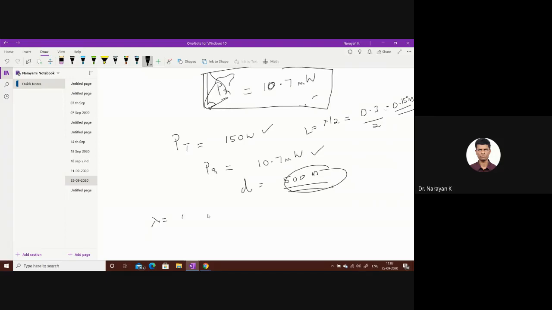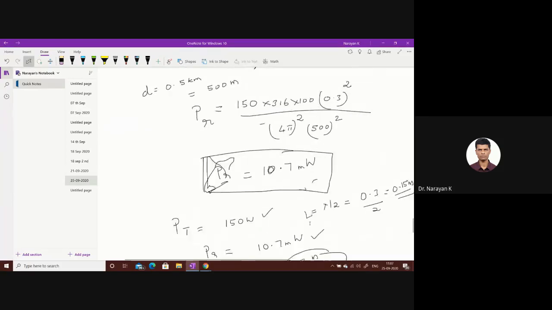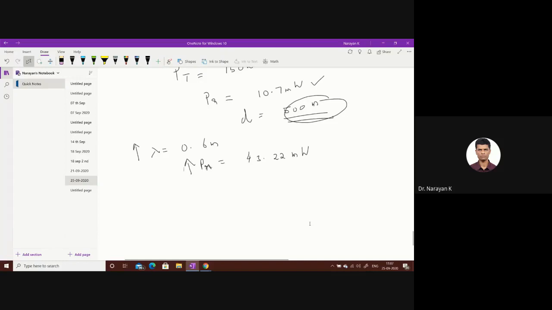So suppose your lambda is 0.6 meters. What happens to the received power? 43.22 milliwatts. See, the crux of the story is if the wavelength or the length of the antenna increases, your power received also increases. And it is quite a big increase. Suppose you make the length 0.9 meters now. Now make the wavelength 0.9. Tell me what is the power received? 97.25 milliwatts.